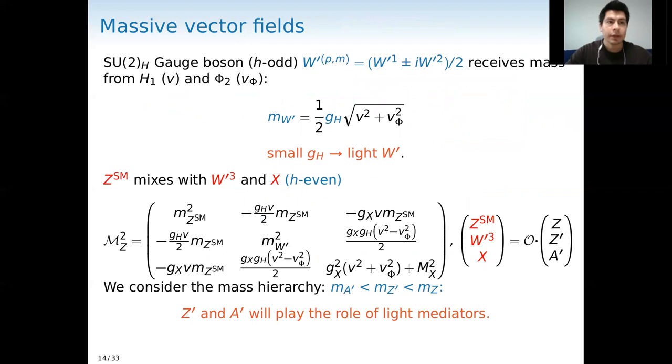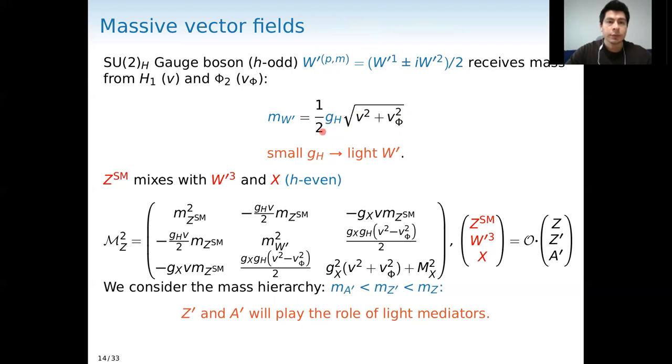We also have the massive vector fields that come from the SU(2)_H and U(1). In the case of SU(2)_H, we are going to have an H-gauge boson, W prime plus-minus, which is a sum and difference of W prime 1 and W prime 2, analogous to the W in the standard model, except that in this case this W prime is neutral. This gauge boson receives mass from the H1 and phi 2, and the expression for its mass is given by this number.